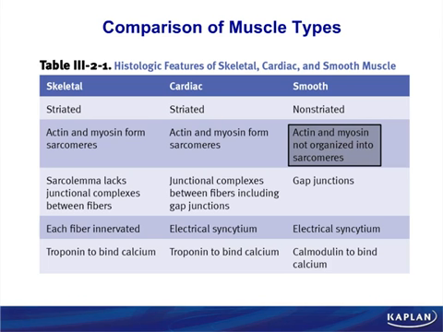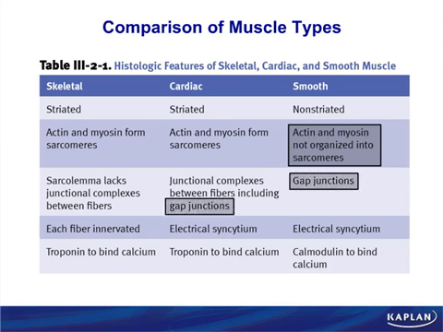All right, the very last part of this chapter is just some basic comparisons to make sure we've got an idea of differences between skeletal, cardiac, and smooth. We don't go into the details of smooth muscle and physiology. That gets covered by pharmacology. Again, skeletal and cardiac are striated. Smooth is not striated. Smooth muscle is not organized into sarcomeres like it is in skeletal and cardiac.